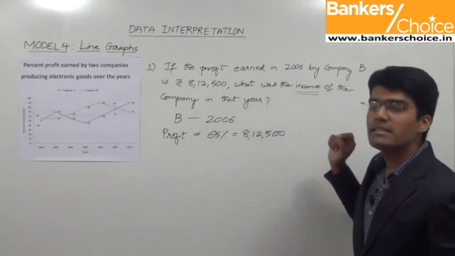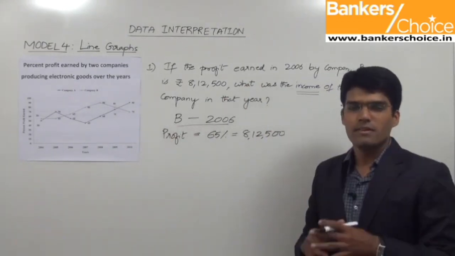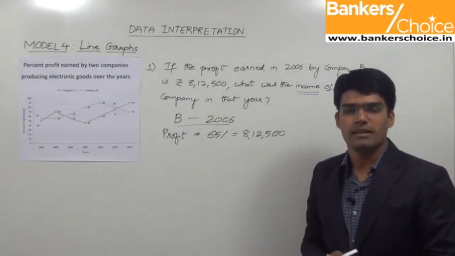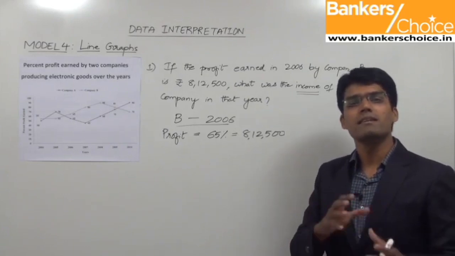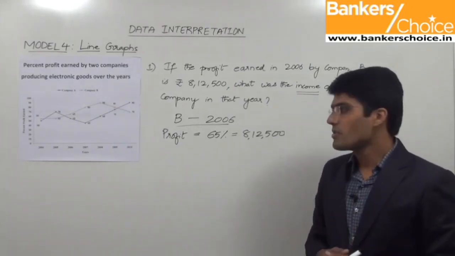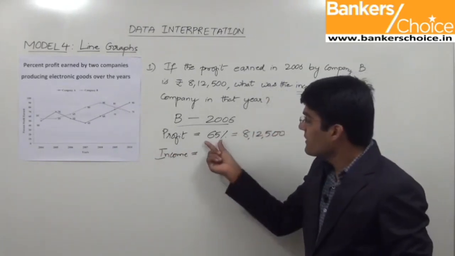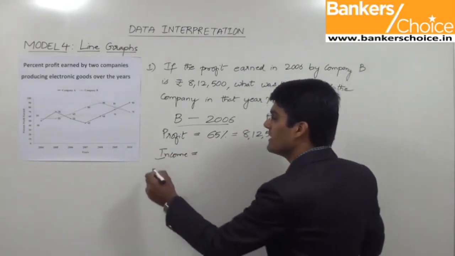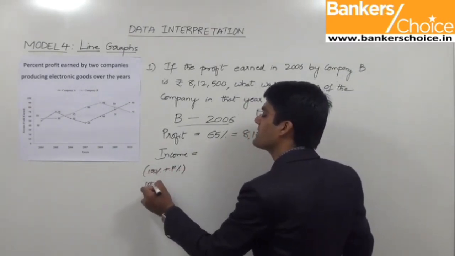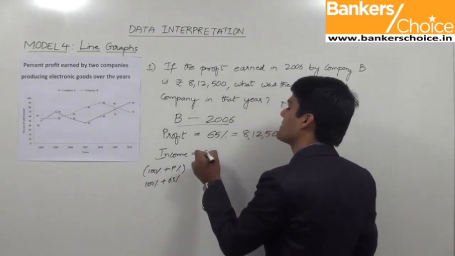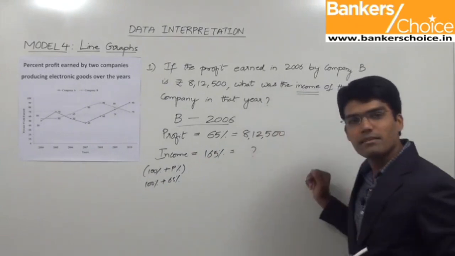And we are supposed to find out the income of the company in the same year. That means income of company B in 2006. We know that income is nothing but expenditure plus profit, and expenditure should always be taken as 100%. So income will be equal to 100% plus profit percent as discussed earlier. Profit is nothing but 65% here. So this comes out to be 100 plus 65, which is equal to 165%. So we can say income total is 165%, and this is equal to what has to be calculated.